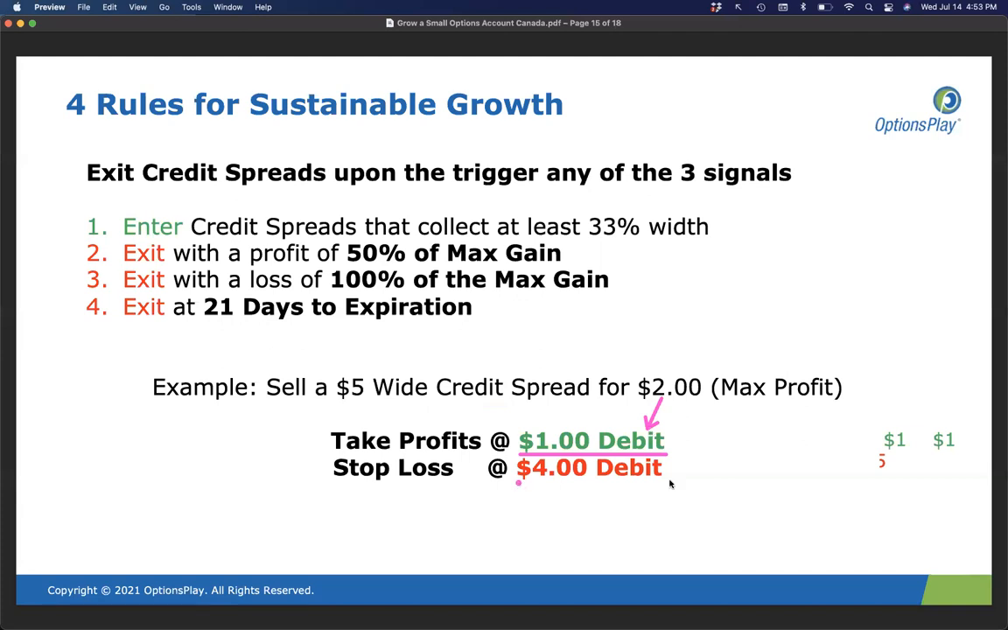I also want to set a stop loss at $4, because if I sold something for $2 and I have to buy it back for $4, that's a total loss of $2, which is my max profit, 100% of my max profit. And then again, if I get to 21 days to expiration and my stop loss order or my take profit order has not triggered yet, it's also time to get out of this trade.